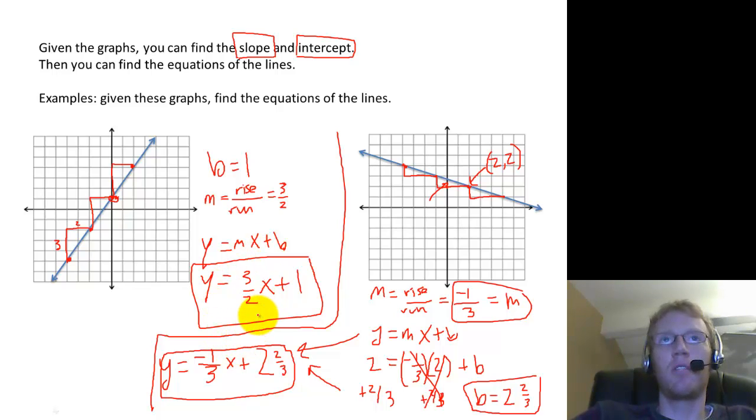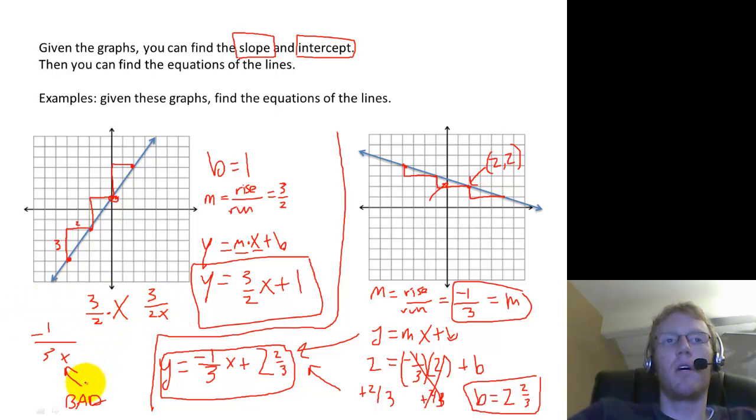My last comment about this slope-intercept formula is when you're writing m times x, the x is always in the numerator. So when I have something like -1/3 x, I have to be careful not to write -1 and then put the x down here. So this is bad. Same thing when I have 3/2 x. It's 3/2 times x. That's good. If you do 3 over 2x, that's really bad. So this one is bad, this one is bad, this one is good.